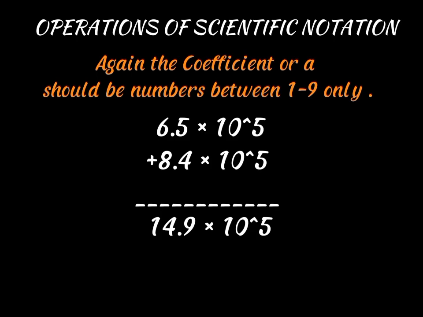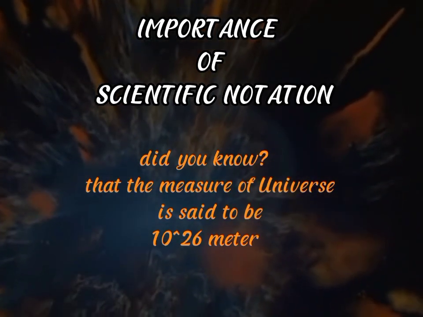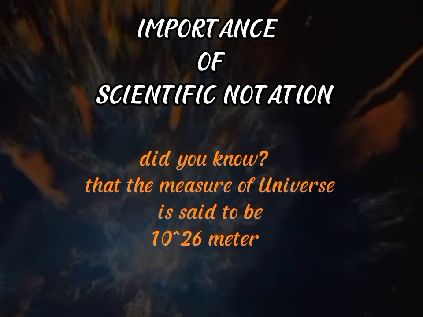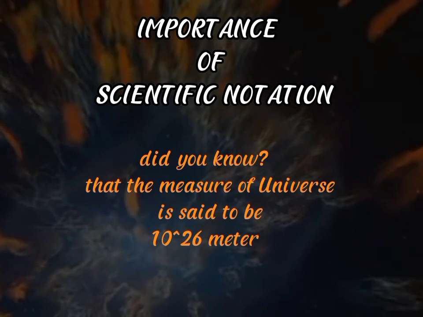Again, the coefficient should be numbers between 1 to 9 only. Accuracy in calculation is important. That's why a lot of old mathematicians use this scientific notation to calculate even the largest amount of a number.